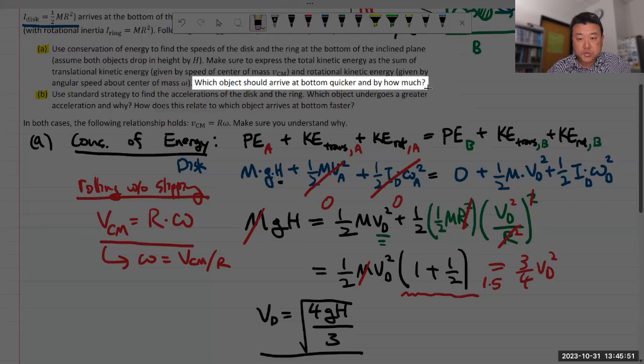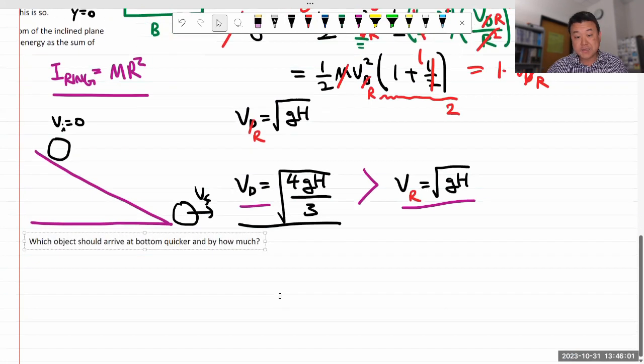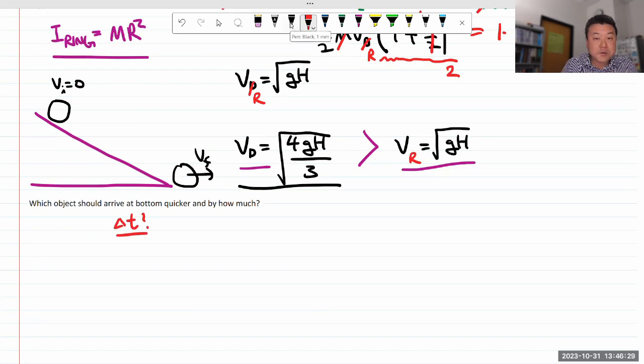Which object should arrive at the bottom quicker and by how much? So what the question is asking for, it's not asking for anything about speeds directly. It's actually asking for the difference in time. So we need to calculate that. I think some of the geometric quantities are easier to get.